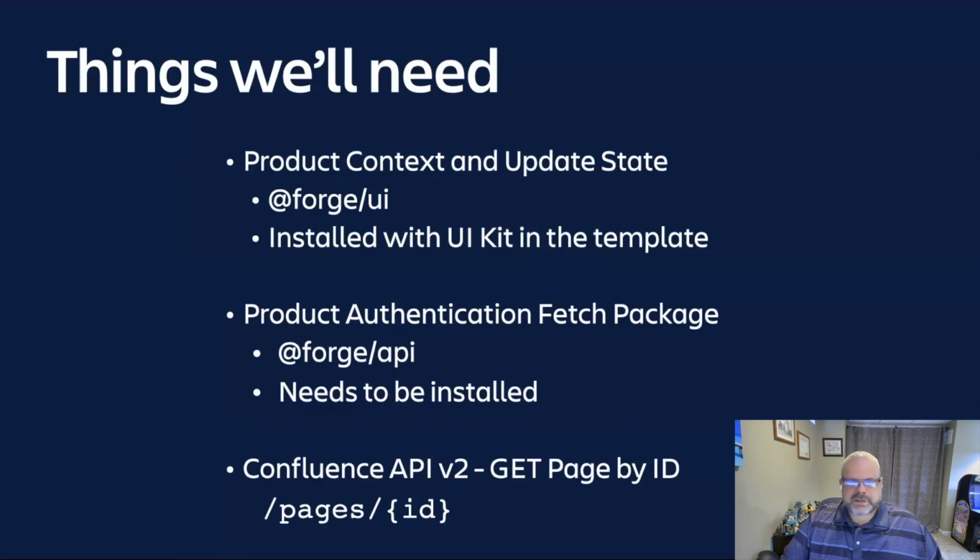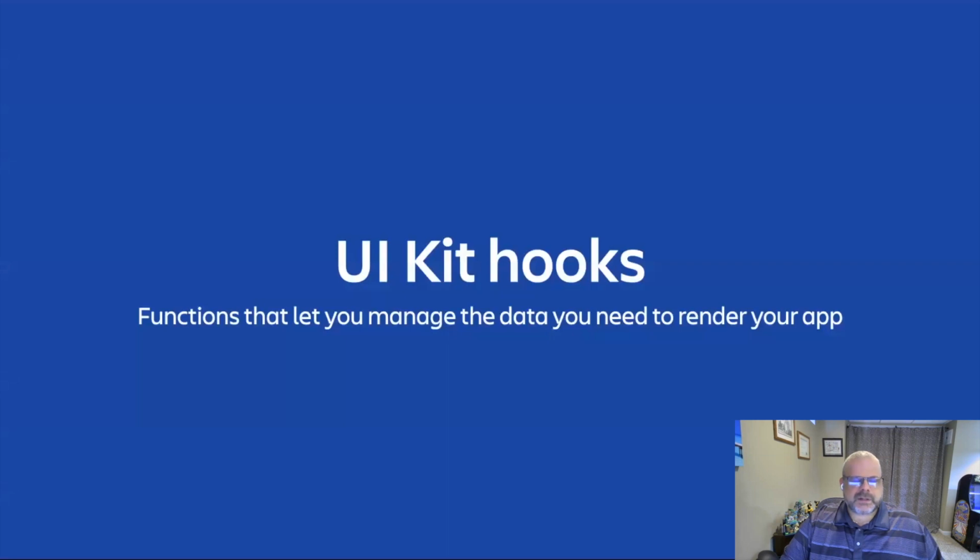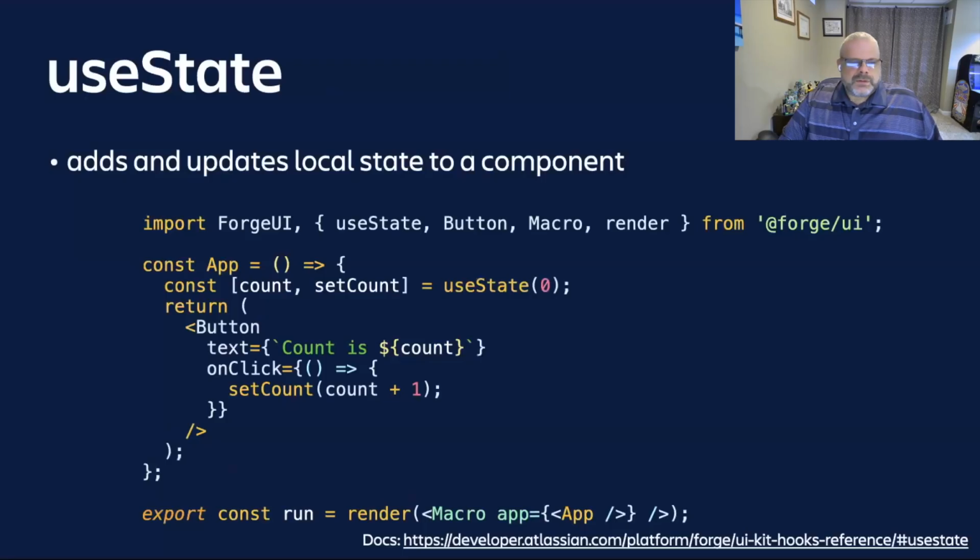All right, so let's dive into this a little bit further. So like I said, we're going to be using some UI kit hooks. So these are functions that let you manage the data you need to render your app. So useState is a function that adds and updates local state to a component. So this returns an array of 2 elements. The first element is the current state of the hook. The second value is a function that we can use to update the state. So the argument of this function is the value of the new state.